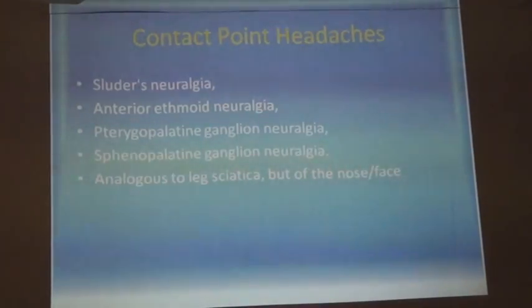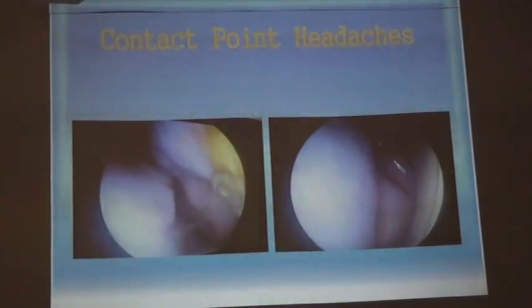Its other names are Sluder's neuralgia, anterior ethmoidal neuralgia, pterygopalatine ganglioneuralgia, and sphenopalatine ganglioneuralgia, and these are analogous to leg sciatica, but of the nose and face. These are endoscopic pictures taken by our hospital. We can see the bony septal cartilage is projecting here.